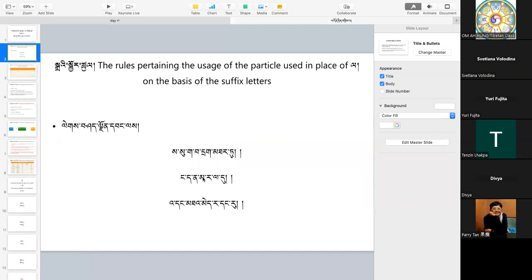So these six suffix letters, nga, ta, na, ma, ra, la, if there is any name which has these as the suffix letter, remember that it follows with the particle tu.